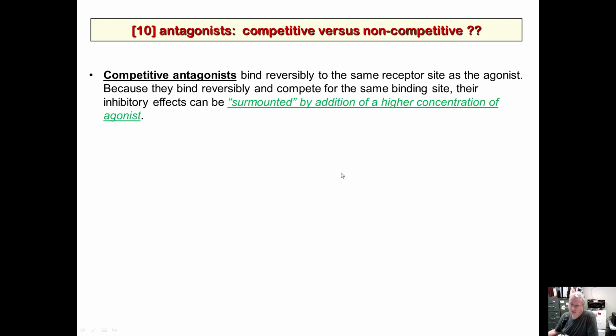So, kind of from the name, you can imagine what a competitive antagonist might mean. It binds reversibly to the same receptor site as an agonist, but since they bind reversibly, they compete for the same binding site, and you can surmount the effect of the antagonist by adding higher concentrations of the agonist, right? So if I have the antagonist bound and I start adding more and more agonist, eventually the antagonist won't have as much effect.